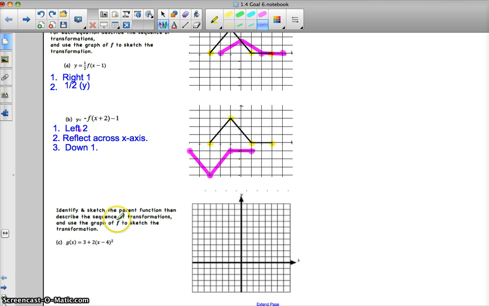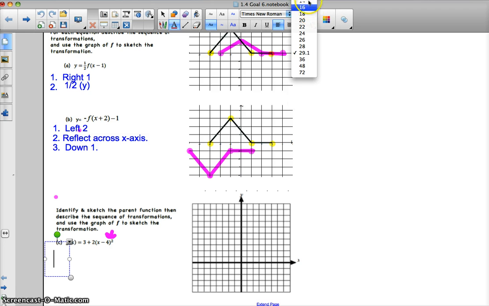The final function says identify and sketch the parent function, then describe the sequence of transformations and use it to sketch the transformation. I notice that we have the factor x minus 4 squared. That tells me that the parent function is x squared. So the parent function is y equals x squared.